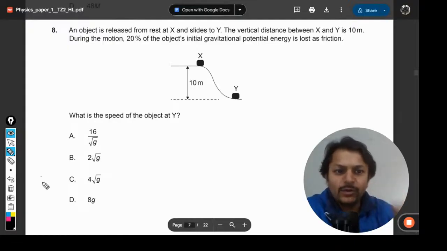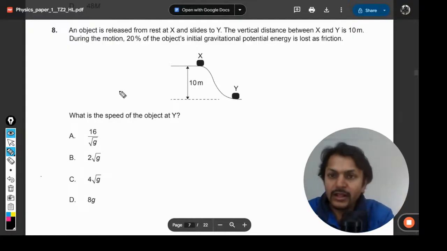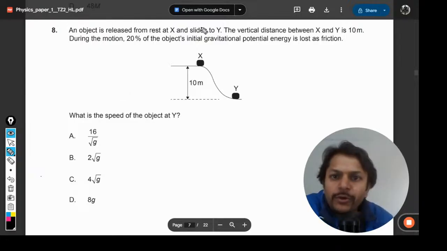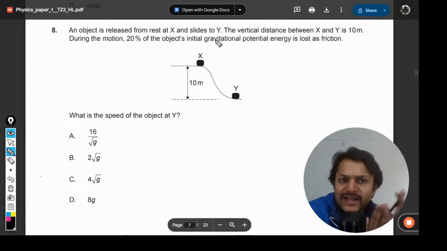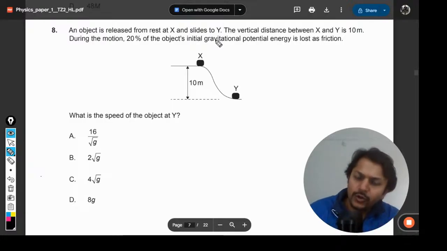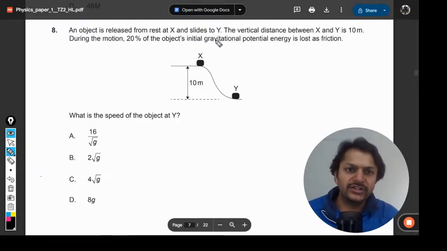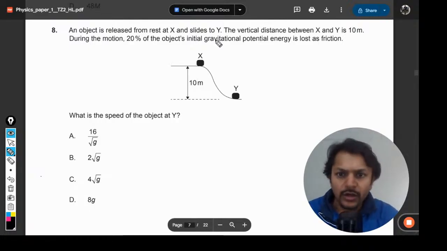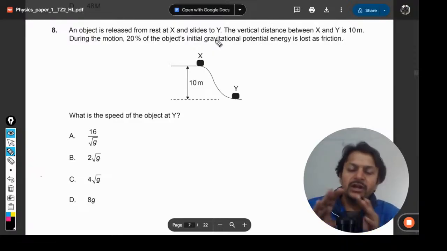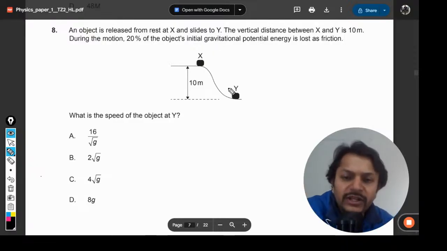Okay, dear student, let us see what is there in this question. An object is released from rest and it slides to y. The vertical distance between x and y is given as 10. During the motion, 20% of the initial gravitational potential energy is lost as friction. What is the speed of the object at y? So it's clear cut, clearly the conservation of energy principle here.